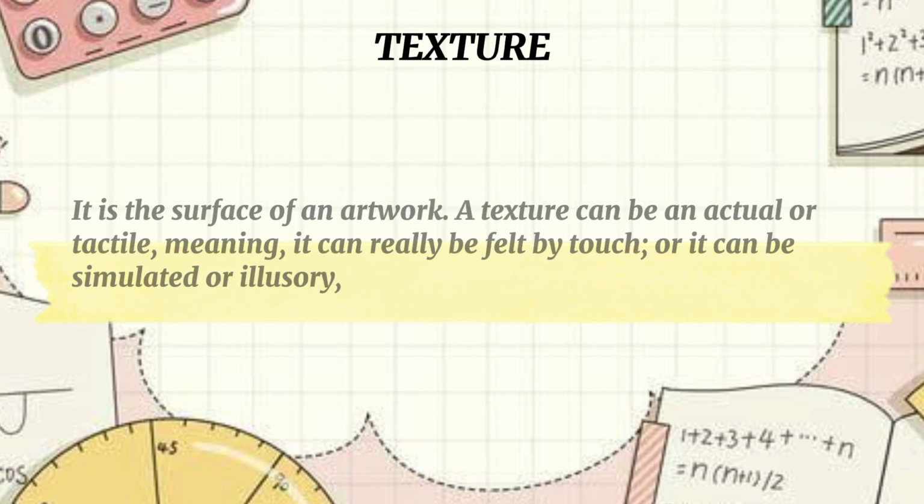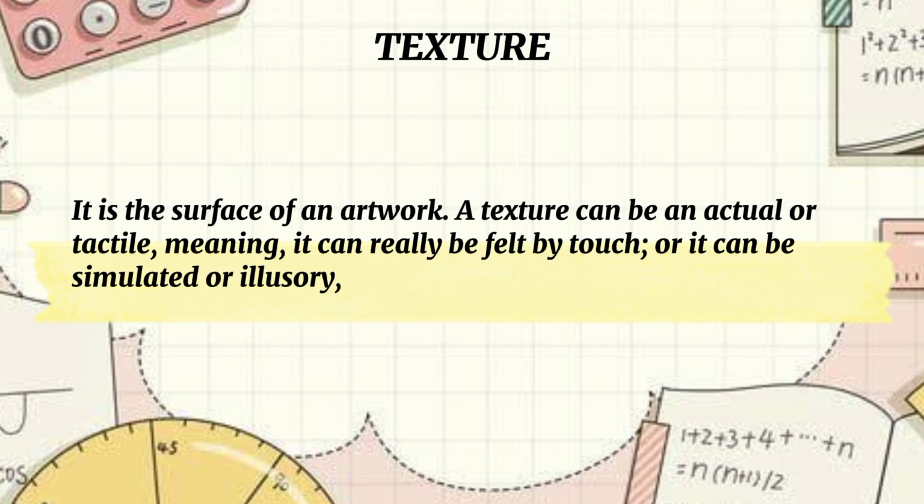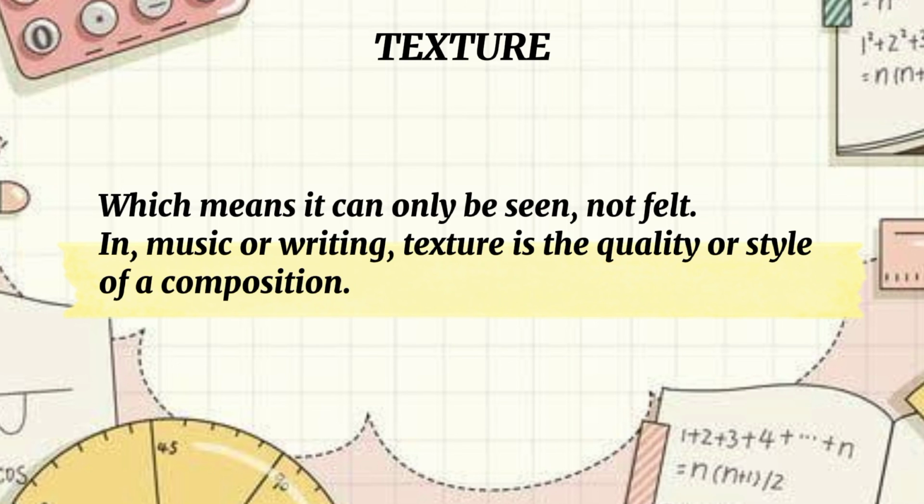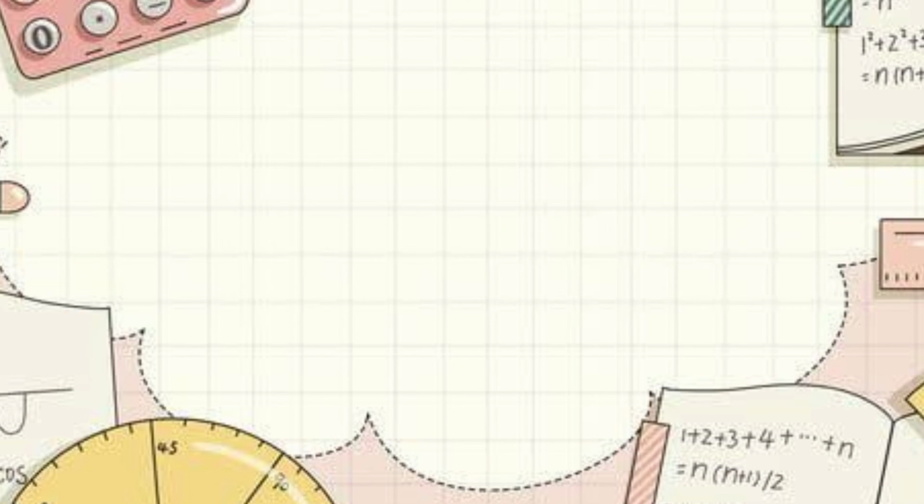Texture is the surface of an artwork. A texture can be actual or tactile, meaning it can really be felt by touch, or it can be simulated or illusory, which means it can only be seen, not felt. In music or writing, texture is the quality or style of composition.